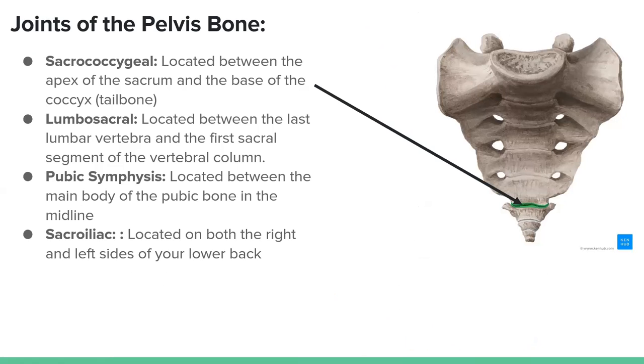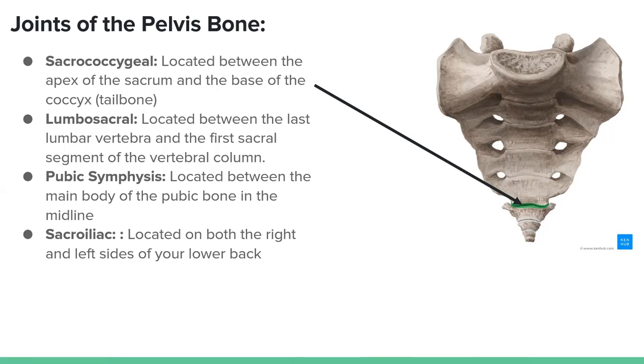Okay, so now we're going over the joints of the pelvic bone. We have the sacrococcygeal, which is close to the tailbone. It's a little bit above it. It's located between the apex of the sacrum and the base of the coccyx, which is the tailbone. You have your lumbosacral, which is between the last lumbar vertebra and the first sacral segment of the vertebral column. Then you have your pubic symphysis, which is between the main body of the pubic bone, right in the middle.